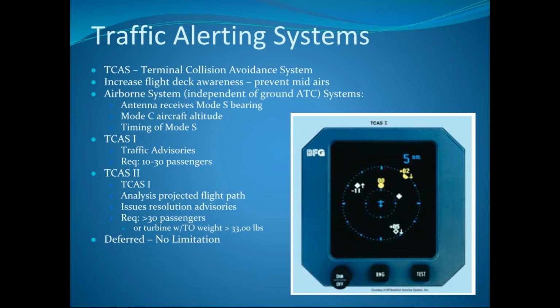TCAS 1 only provides advisories. It will only tell us, hey, there's an airplane in front of us. And it's required for any aircraft with 10 to 30 passengers. Now, TCAS 2 provides a lot more information. It does everything that TCAS 1 does, but it also provides projected flight path and issues resolution advisories. So let's say these planes are coming head to head, it'll tell this plane to turn to the right and descend, and this plane to turn to the right and climb to avoid one another.